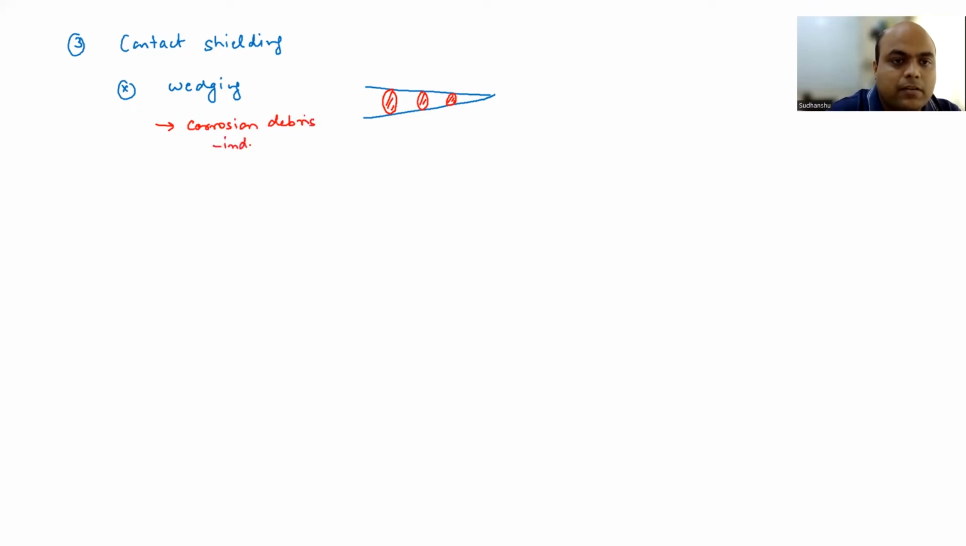Debris induced crack closure. Okay. So what is happening here? If you remember, you have a crack, and when we discussed the stress intensity factor, stress concentration, right?